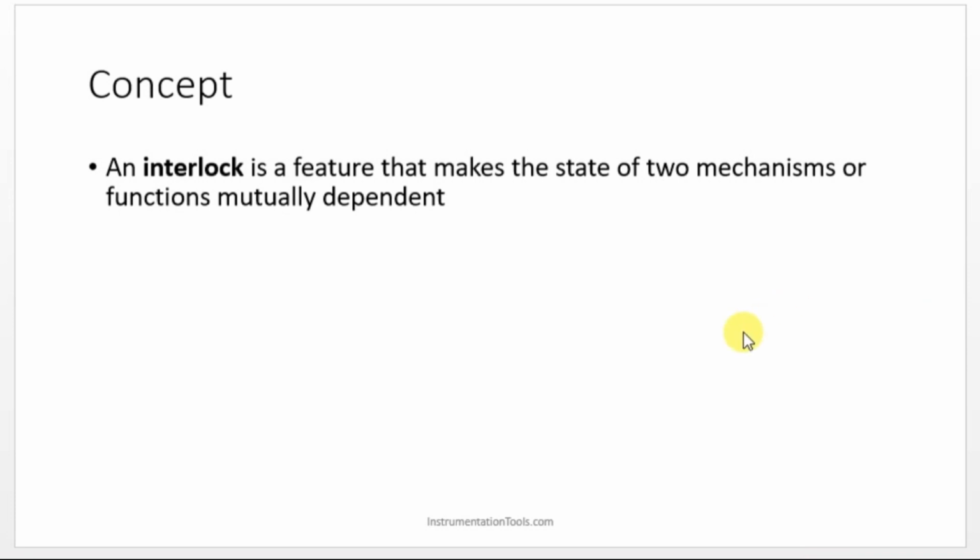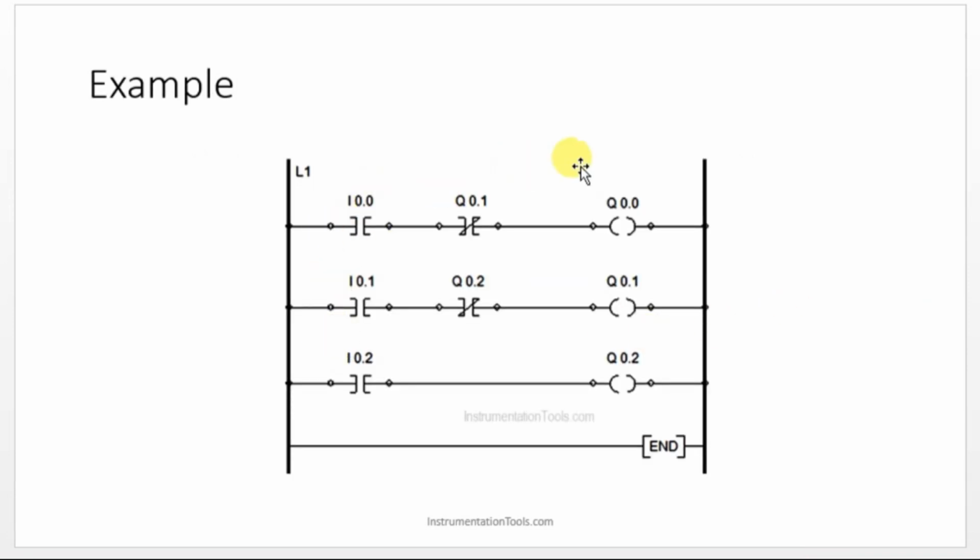Let's see one example here. You have three inputs and three outputs. If the particular output Q0.0 is in on condition, then this particular output Q0.1 should be in off condition. Same like that, if Q0.1 has to be in on condition, then this particular output should be in off condition. Like that we can write an interlocking concept.